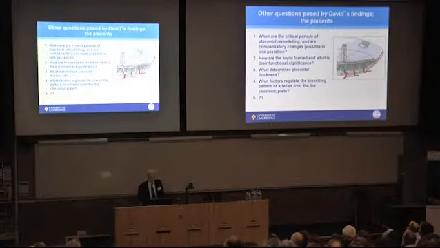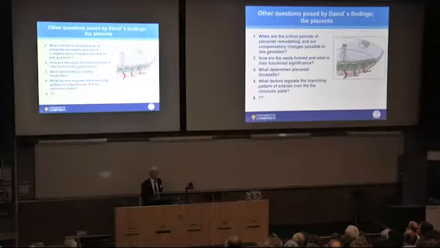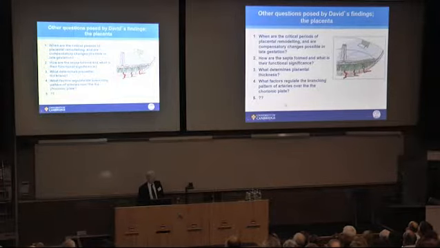Similarly, we can think of any number of questions for the placenta. What are the critical periods? He talked about the number of cotyledons, which are determined really by these septa projecting into the placenta. We have no idea what the formation of those septa is, or what their physiological significance is. He talked in terms of placental thickness. Again, we have no knowledge really of what determines placental thickness, and we don't really know about the branching of the arteries over the chorionic plate.